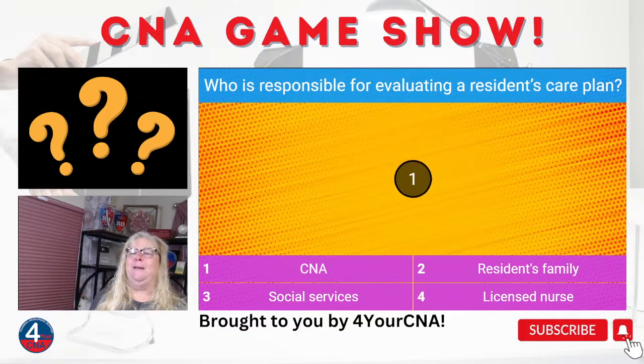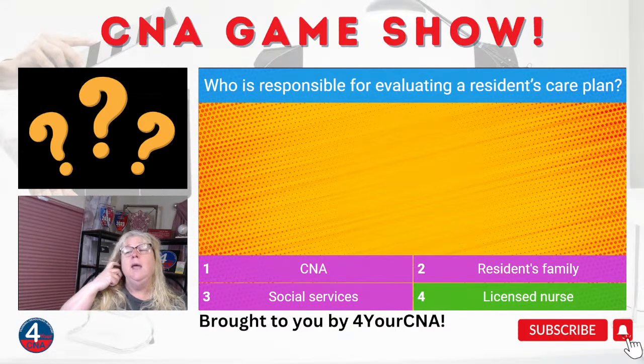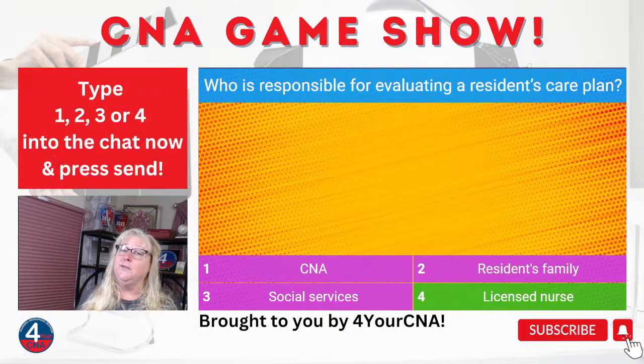Oh, excuse me. Yes, Alexis, you are correct. Evaluating is the key word here. The licensed nurse is going to evaluate the care plan. They're going to develop it and they're going to evaluate it for changes. So evaluating is the key word in this question.